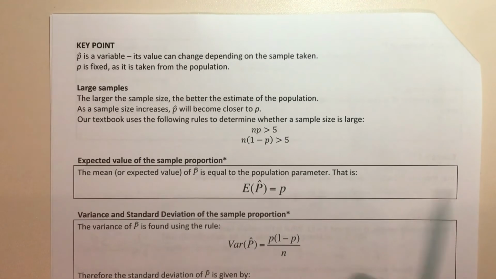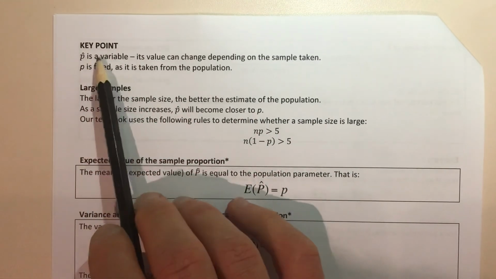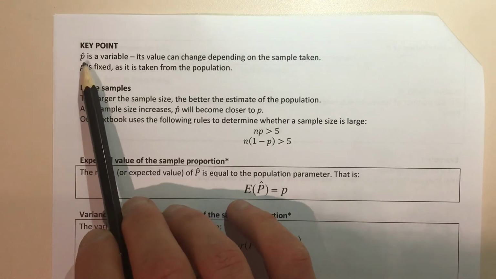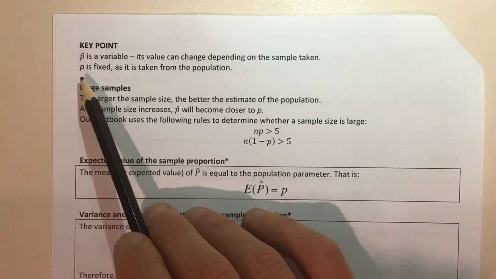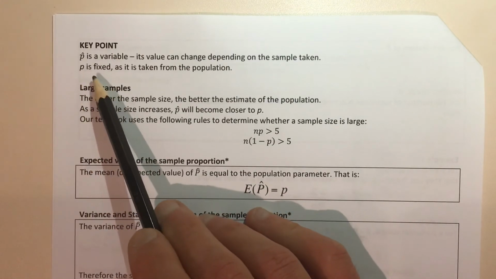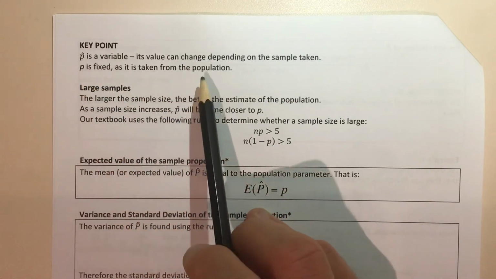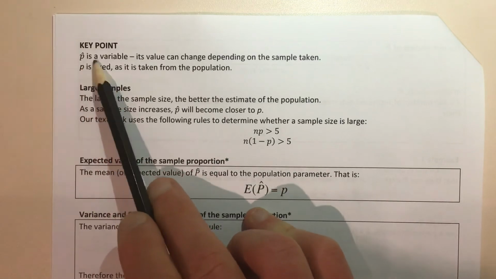All right, so just a quick summary of what we've talked about here. Key point is that P hat, the sample proportion, is a variable, right? So its value can change depending on the sample that we actually take. P is a fixed value because we know that a certain proportion of the population have a particular trait. So P is a fixed value and P hat is a variable.